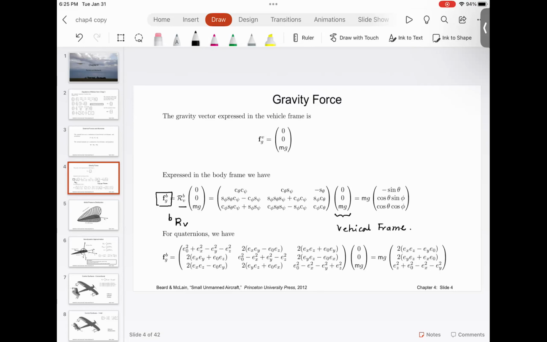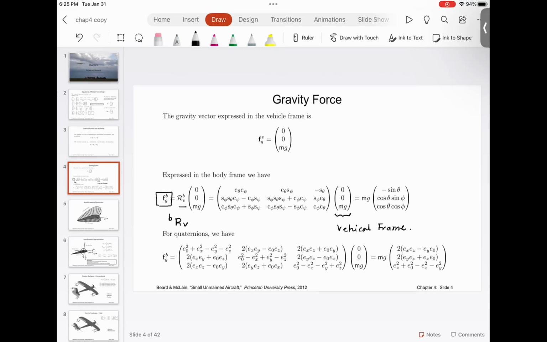So right now, gravitational force is in the vehicle frame because it is acting at the CG of the aircraft, vertically down. So that's why that gravitational force is positive, because it is aligned with the downward pointing K vector. And then once you multiply this by the direction cosine matrix, you have the component of gravity in the body coordinate frame.